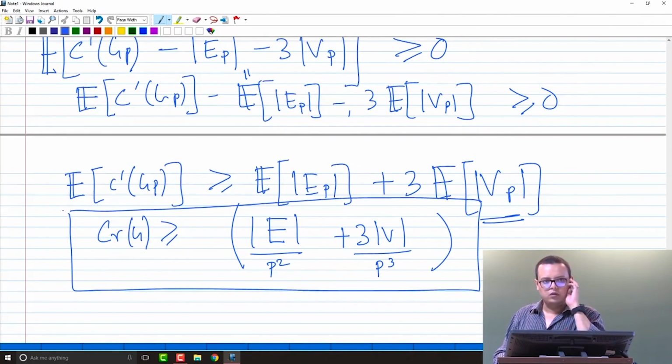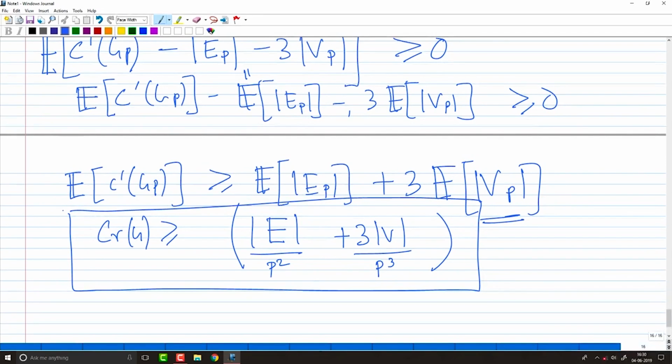Right? Doesn't matter what value of P I started with, this expression is true. I am allowed to choose the P that maximizes the right hand side, because I want to get a better lower bound for the crossing number. You take the right hand side and find the value of P which maximizes it. The P to try is 4 times the vertex set by the size of the edge set. Just substitute P here and you will get the bound.